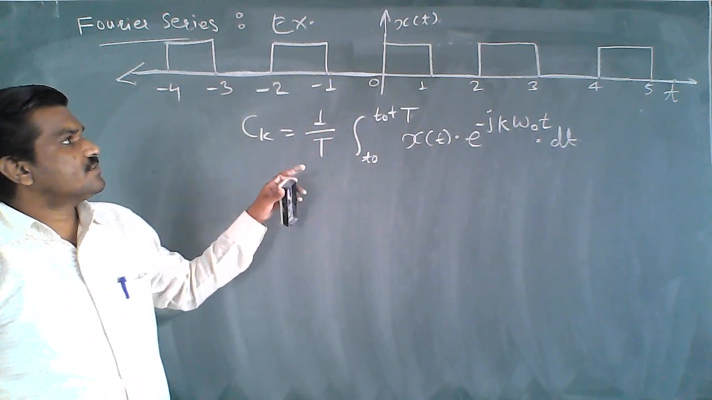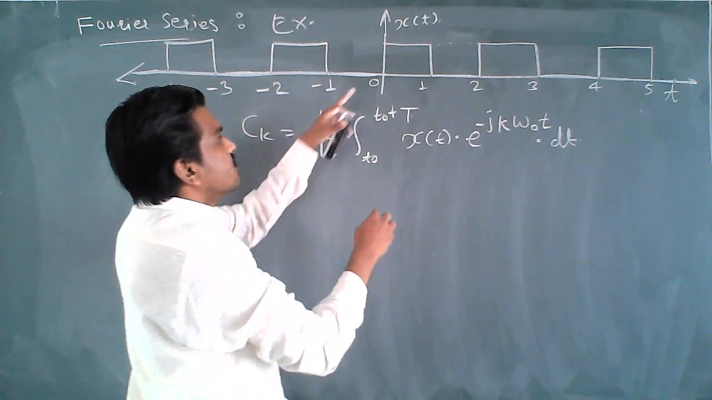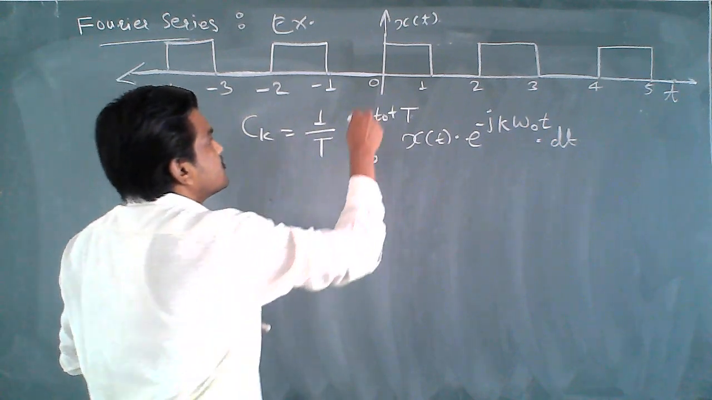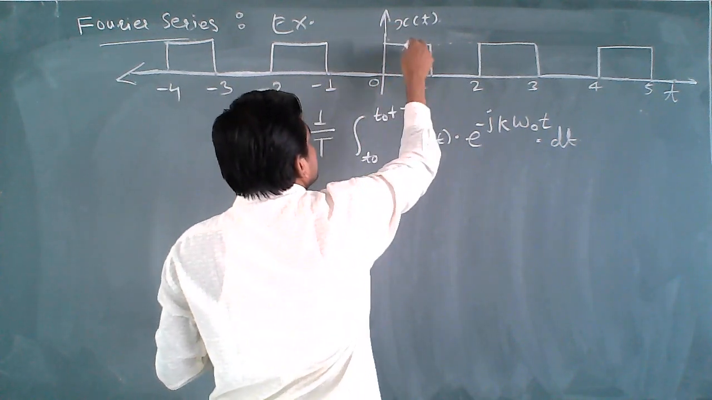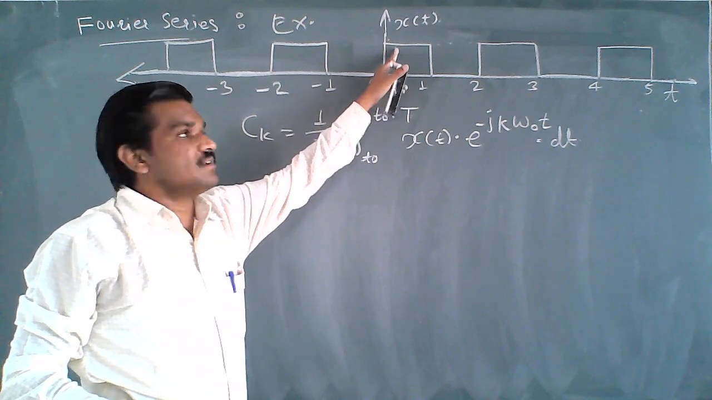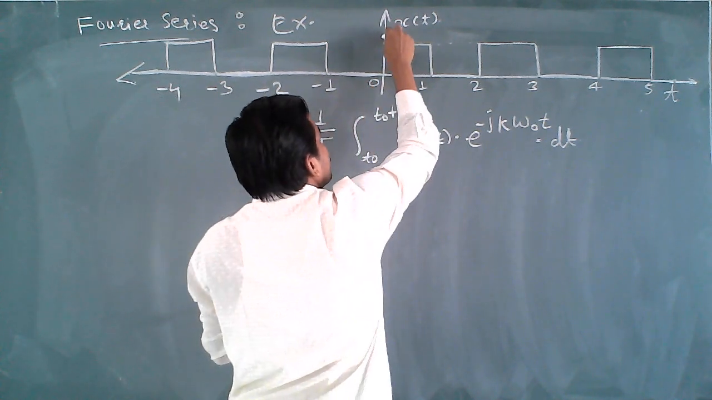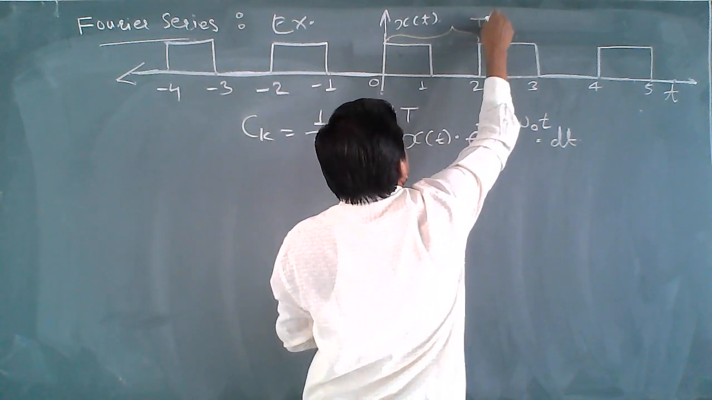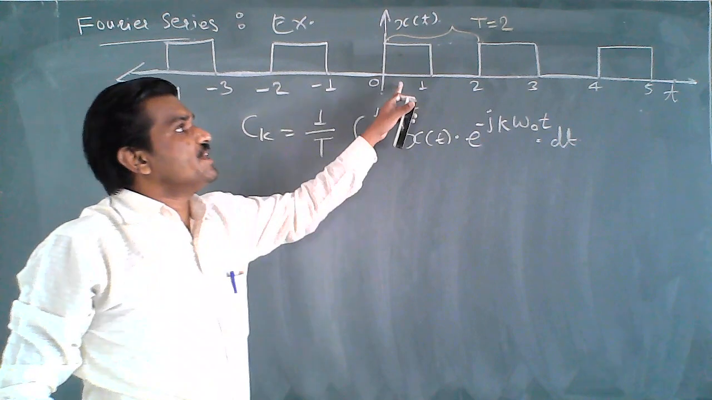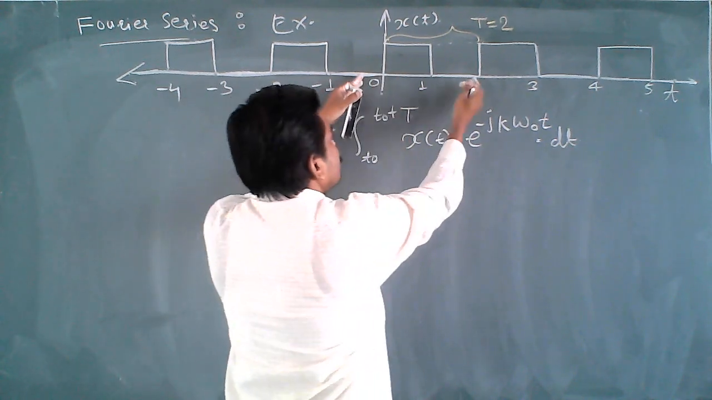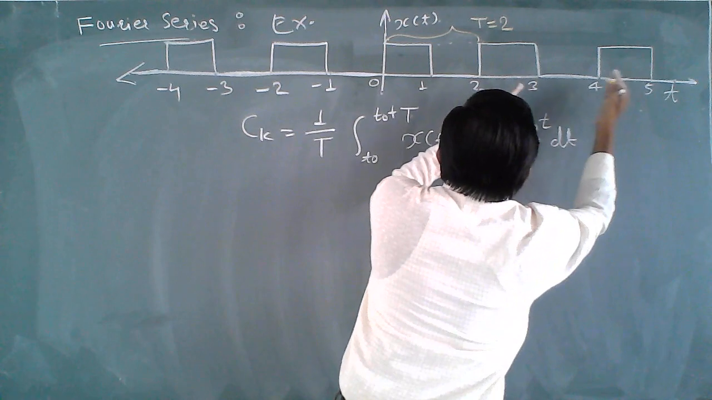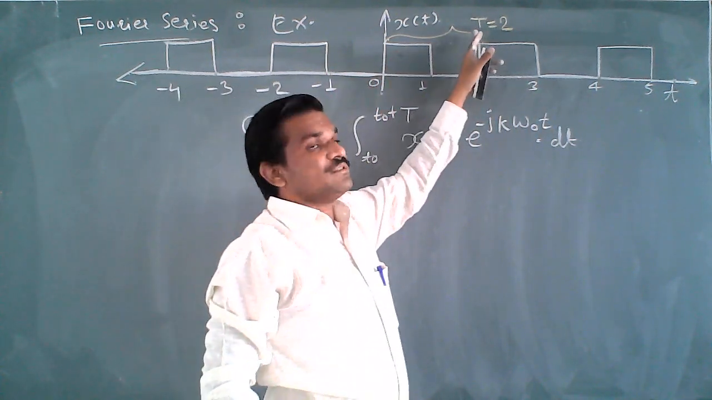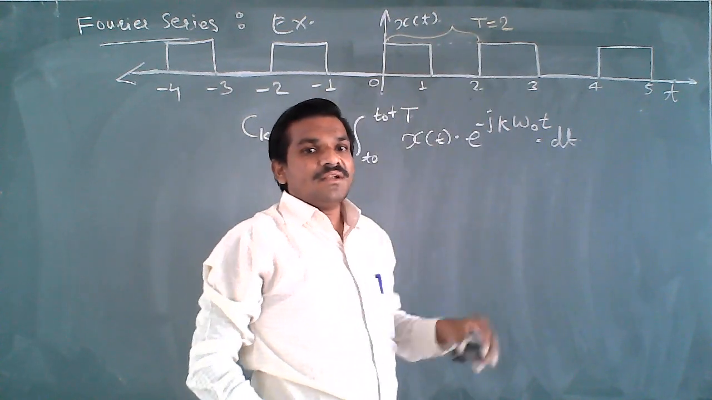Fine. Now you can see from this particular sequence that this x of t is periodic for period T equals 2. So from 0 to 2, whatever is there is repeated on the left side as well as on the right side. So this waveform is periodic for T equals 2.